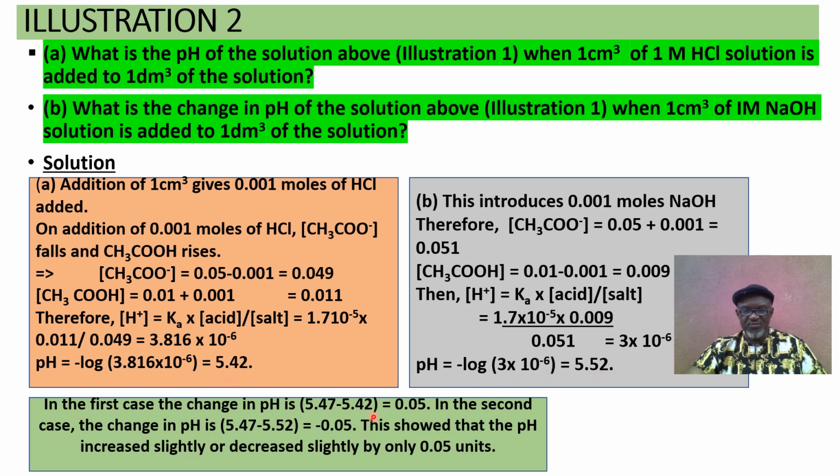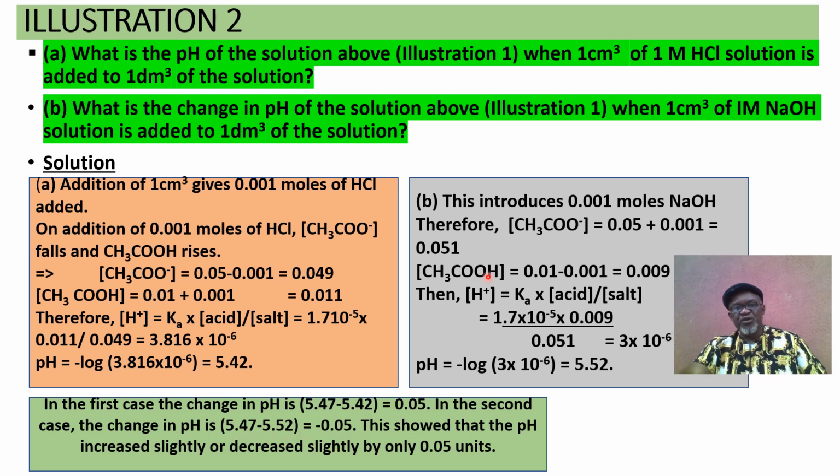Now look at it. In the first place, in illustration 1, we had a pH of 5.47. On addition of 1 cm cube of 1 molar HCl, we're having a pH of 5.42. The difference is 5.47 minus 5.42, we have 0.05. In the second case, we have 5.52. So 5.47 minus 5.52, we have minus 0.05.